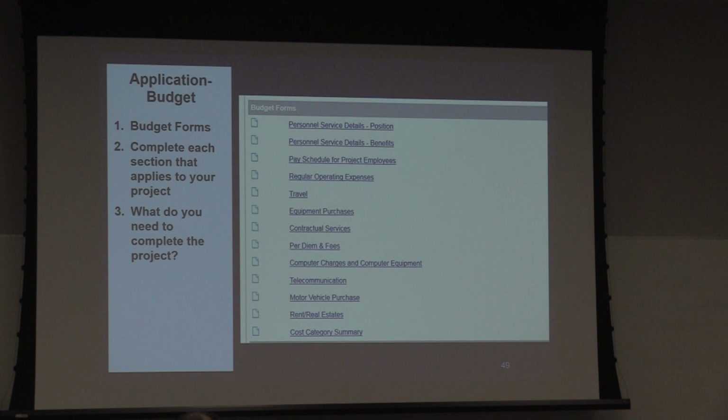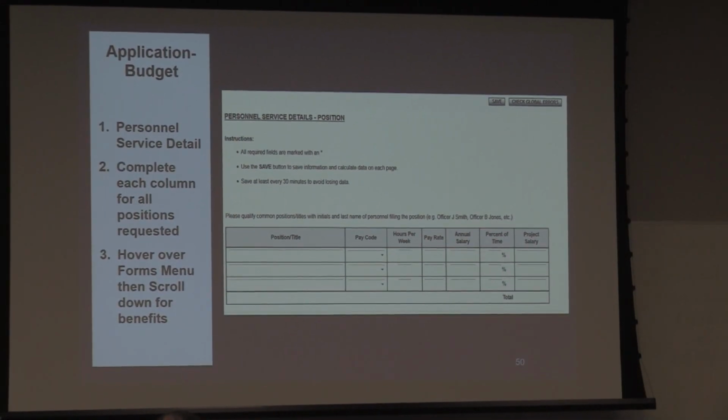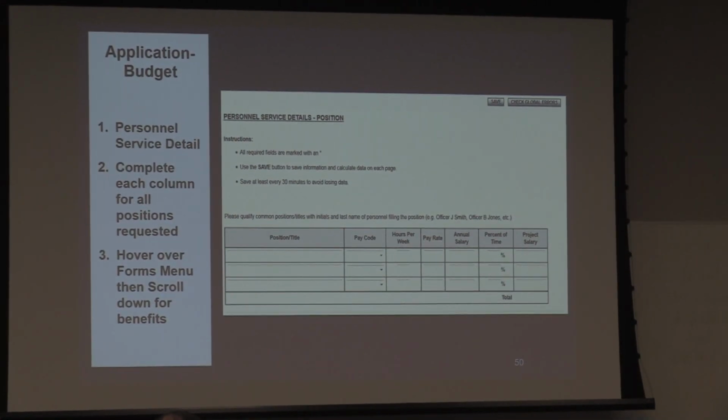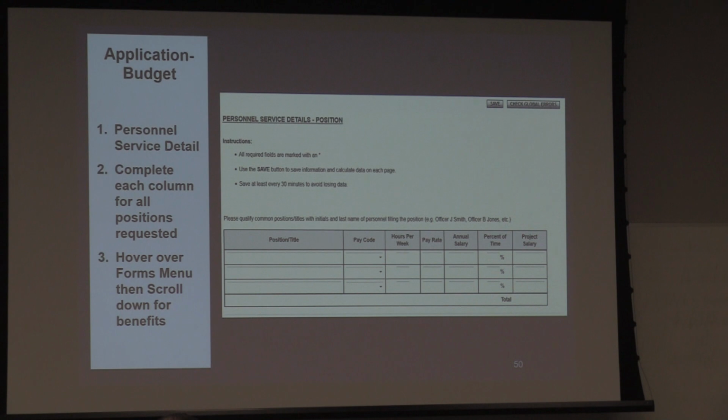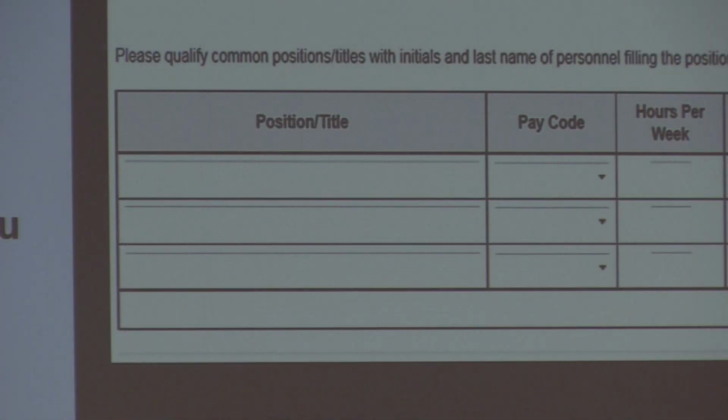So your question is, what do you need to complete your project? Which one of these areas do you need? The first one I'm going to talk about is personal services. Personal services is salaries and benefits. You hear us talk about personal services a lot. That's what we mean. We're talking about salaries and benefits.